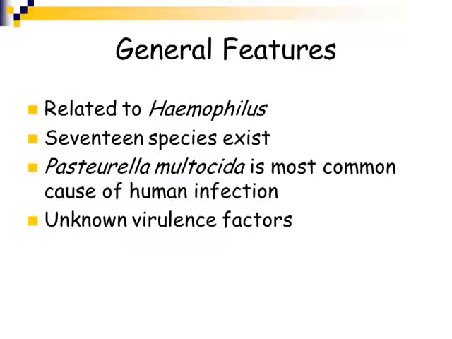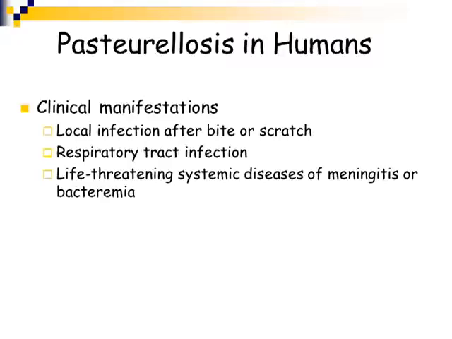Now, the Pasteurella are related to the Haemophilus organisms, and there are 17 species of Pasteurella that exist. However, Pasteurella multocida is the organism that is most commonly associated with human infection, and the virulence factors are not well characterized. Pasteurella multocida normally causes infection after a bite or a scratch, and it can also cause respiratory tract infections as well as life-threatening systemic diseases like meningitis or bacteremia.